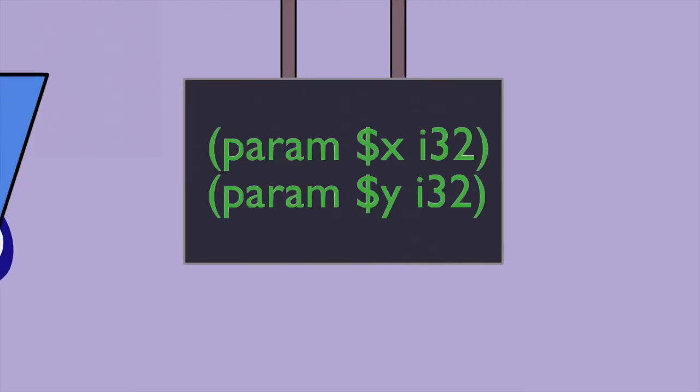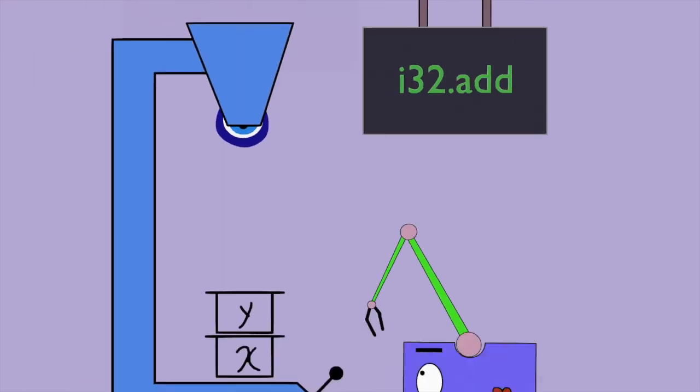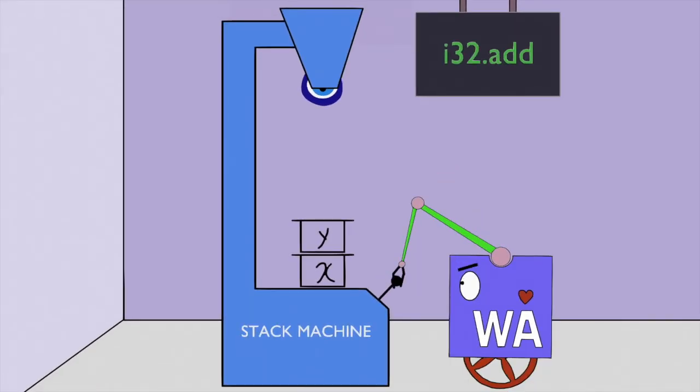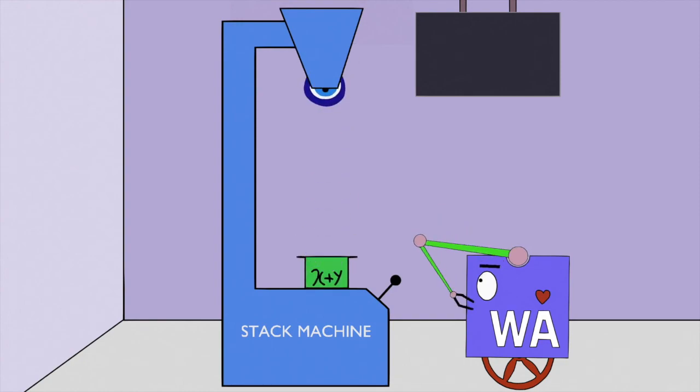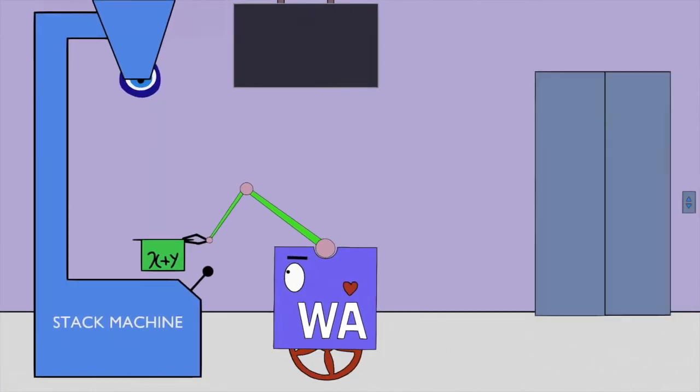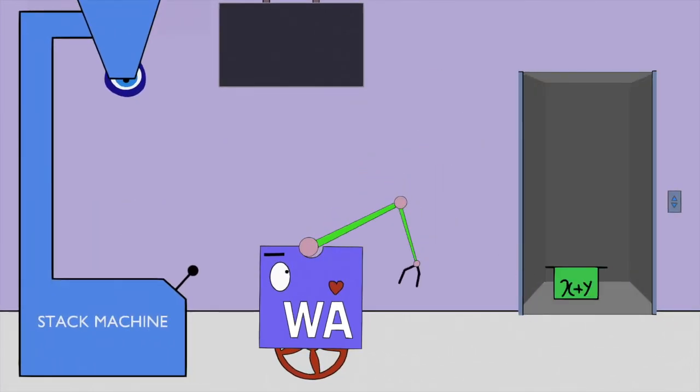And finally, because the type of our variables is 32 bits, by typing i32.add, we tell the stack machine to perform a 32 bits adding operation and save the result on top of the stack. So that's it. The result is returned from the stack and we don't need to return it manually.